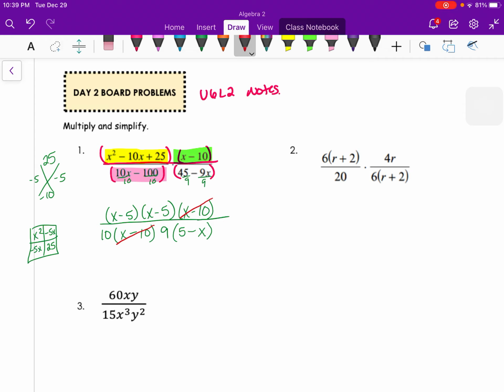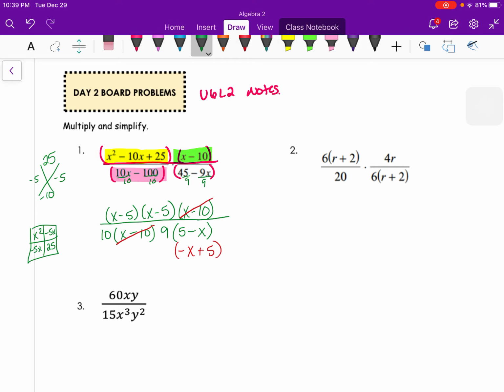5 minus x is not the same thing as x minus 5. You could rewrite this as negative x plus 5. And then in order to simplify it, so to make it look like this one, you're going to have to factor out a negative 1.